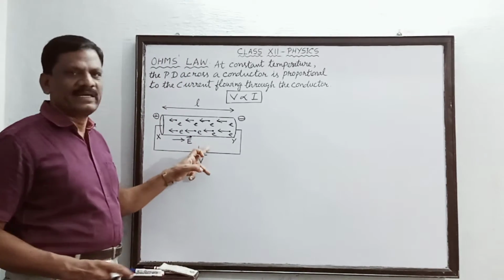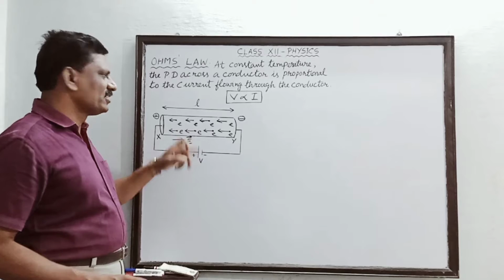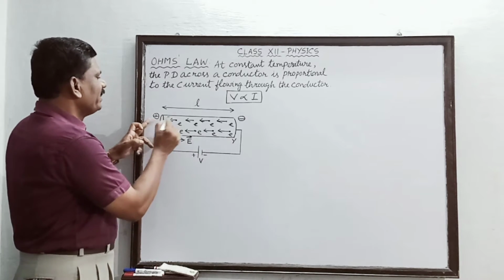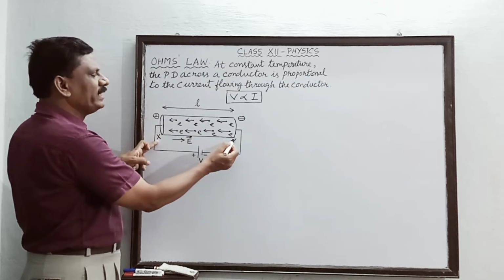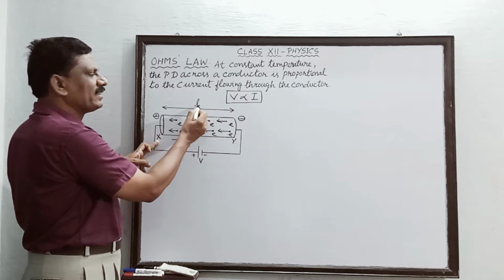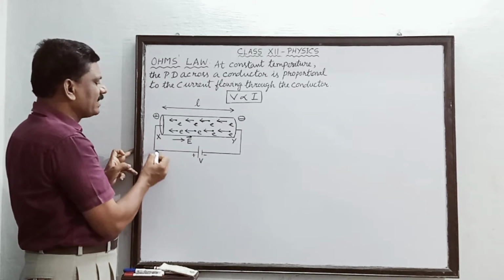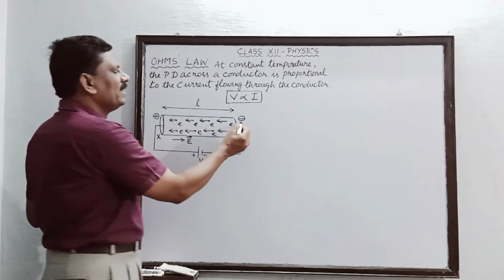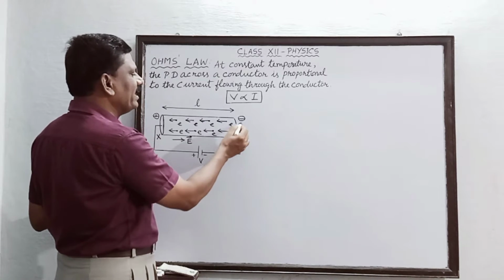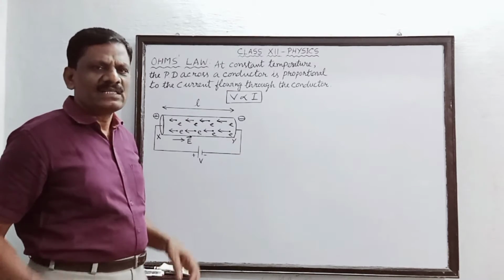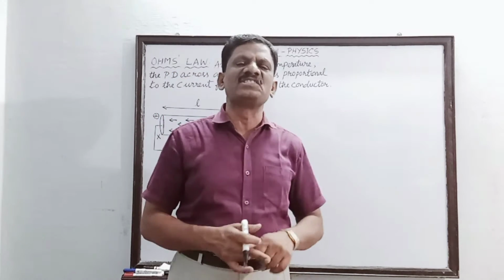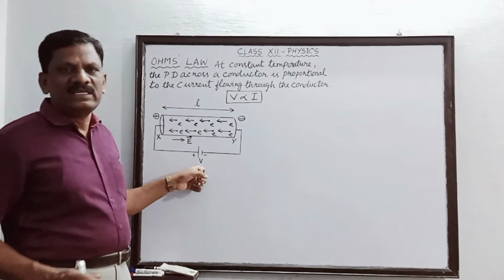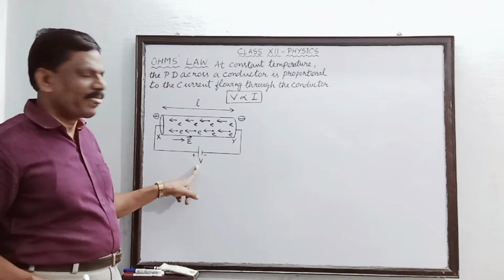Now look at this diagram. This is a cross section of a metallic conductor and it is having a length equal to L. XY is a metallic conductor whose length is L. The end X is connected to the positive of a battery, so it is having a positive potential, and the end Y is connected to the negative of a battery and hence it is having a negative potential. Therefore, there is a potential difference existing between the ends X and Y, and the potential difference is denoted by a capital V.